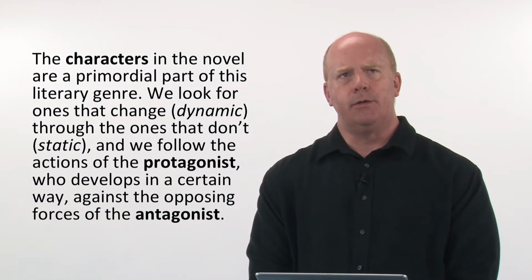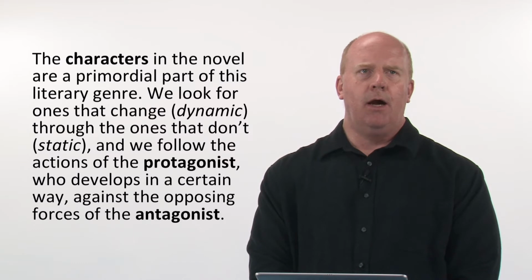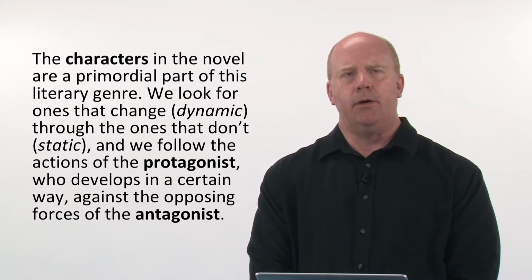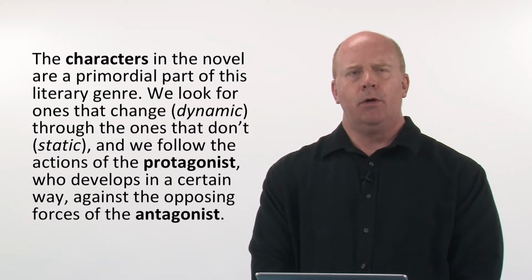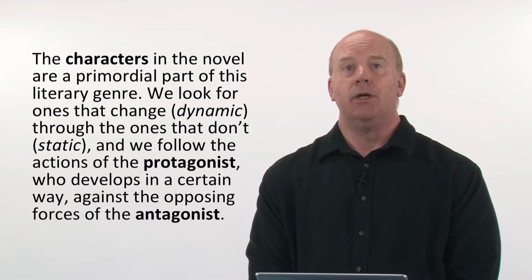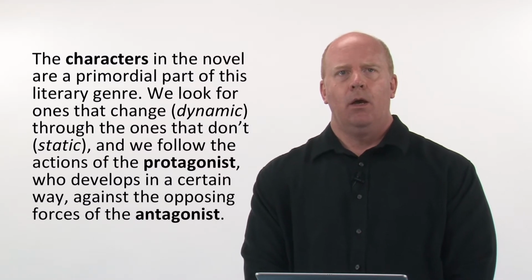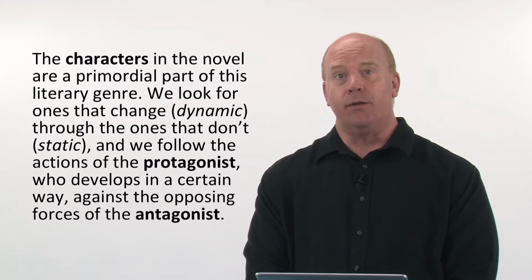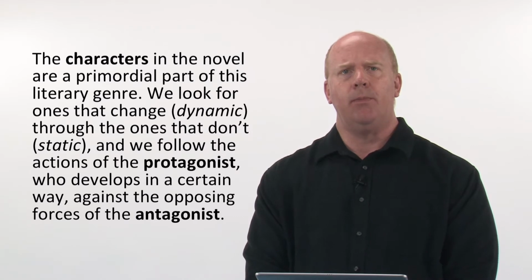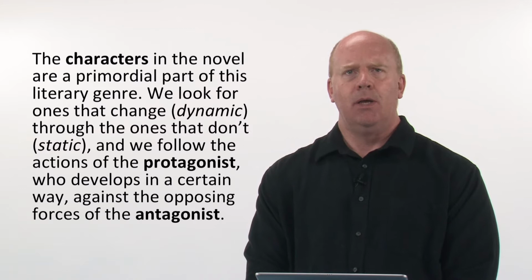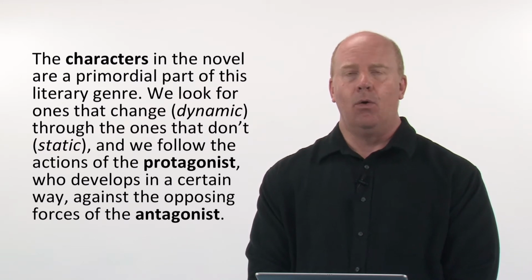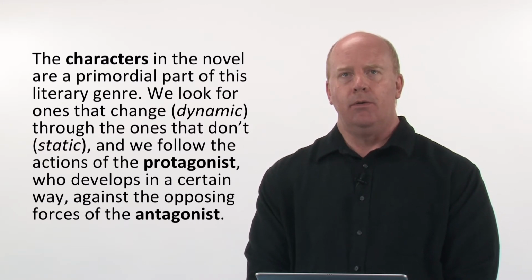All right, let's take a look at the characters. The characters in the novel are a primordial part of this literary genre. We look for ones that change, those are the dynamic characters, versus the ones that don't, and these are the static characters. We follow the actions of the protagonist, that's the main character, who develops in a certain way against the opposing forces of the antagonist. That would be the bad guy, or the person that makes life difficult for the protagonist.